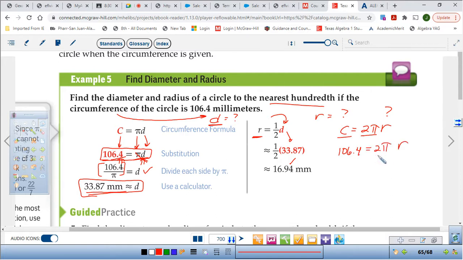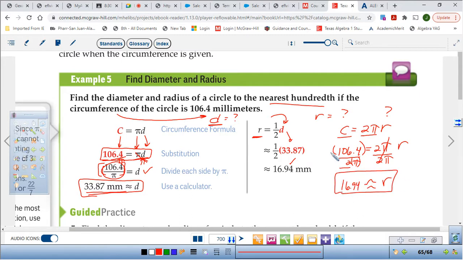So to get the r alone, I would divide by 2 pi. Divide by 2 pi. Cancels out here. R is equal to, well, if you see this part right here, isn't that this right here? And then when I divide by 2 again, it's going to give me what I did here. More or less, 16.94.